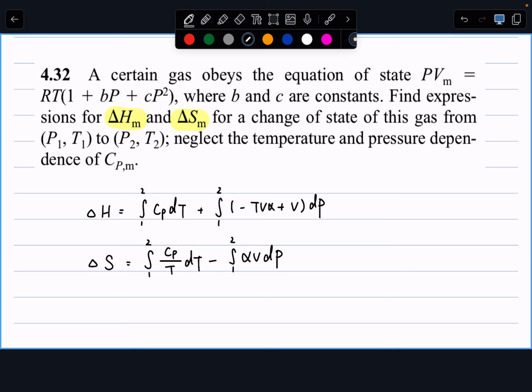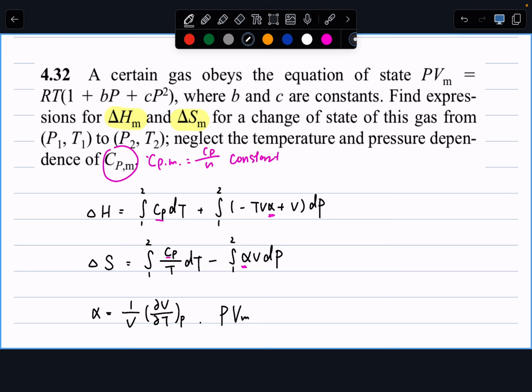Now, observing what we have in these equations, we know that Cp is a constant, so that's given in the question. So C_pm is a constant. And what else do we know? In both equations, we have alpha. And do we know what alpha is? Well, we have the definition of alpha. We have alpha equals 1 over V times dV over dT at constant P.